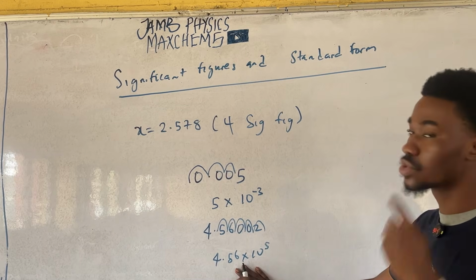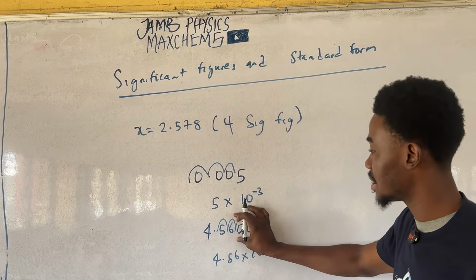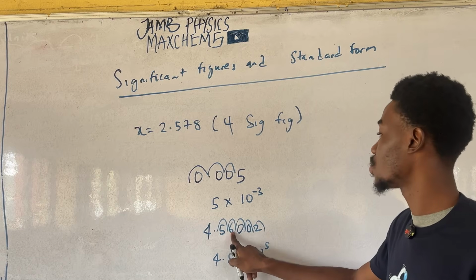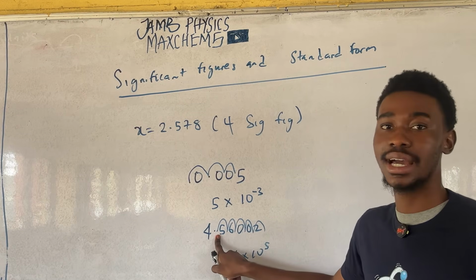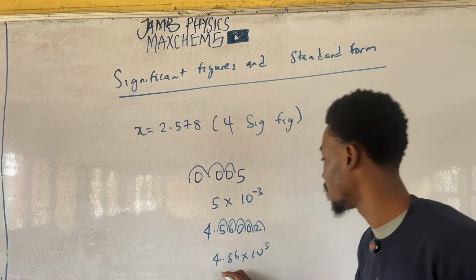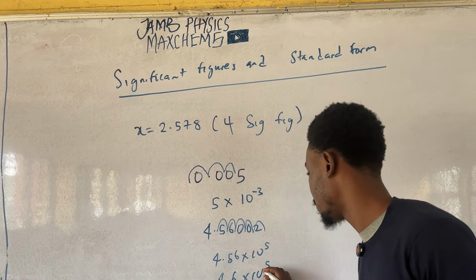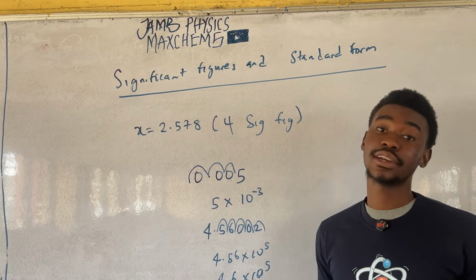Or you can choose to round it up. When you round something up, we have 6 here. The fact that this is greater than or equal to 5, you can turn it to 1 and add it to the next number here. So instead of 5, you can have 4.6 times 10 to the power 5. So both of these are correct depending on your level of accuracy.